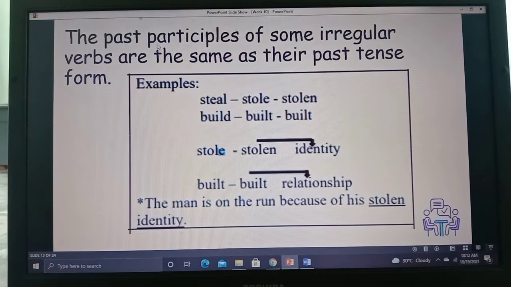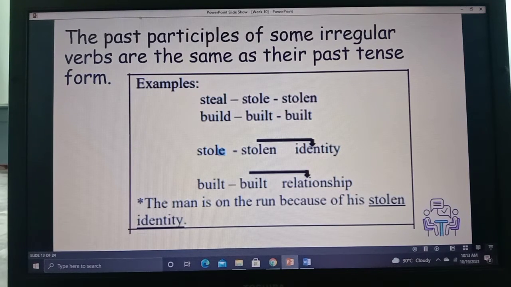Next one. The past participles of some irregular verbs, yung mga irregular verbs, minsan, ang past participle nila are same as their past tense form. Kung ano yung past tense form nila, minsan ay same lang sila. For example, steal, stole, stolen. Then build, built, built. So, ang example ng sentence, the man is on the run because of his stolen identity. So, this is the past participle in the sentence.